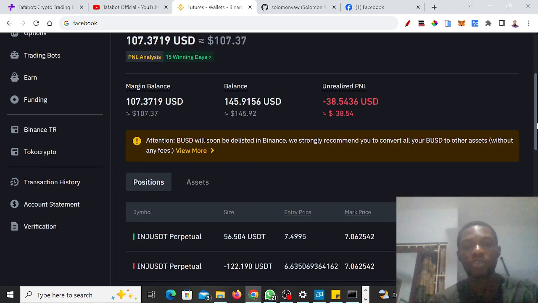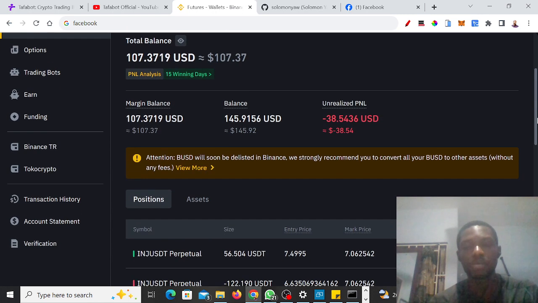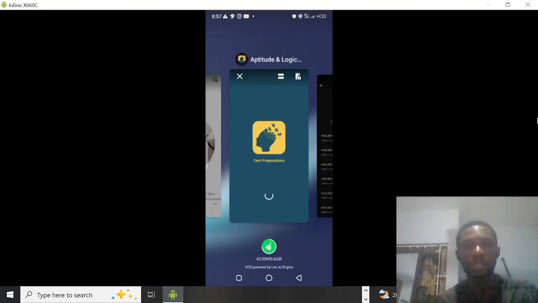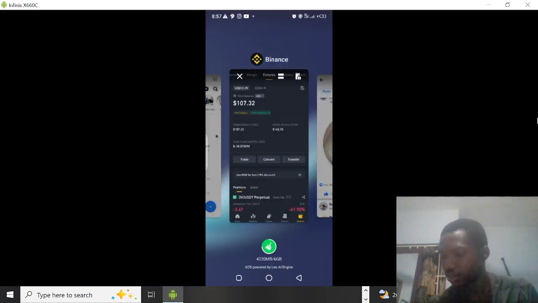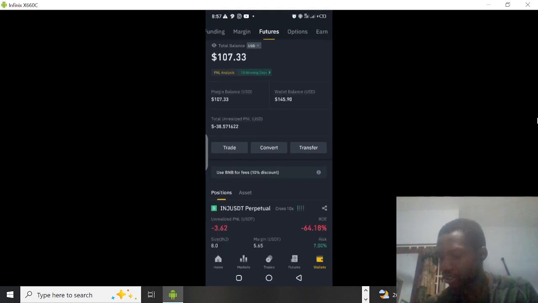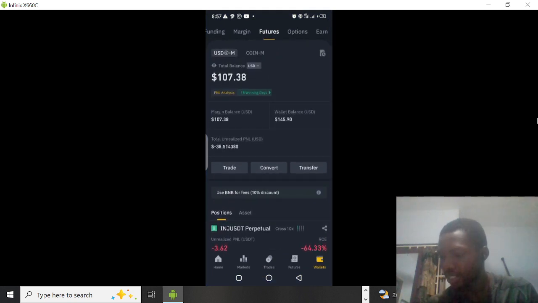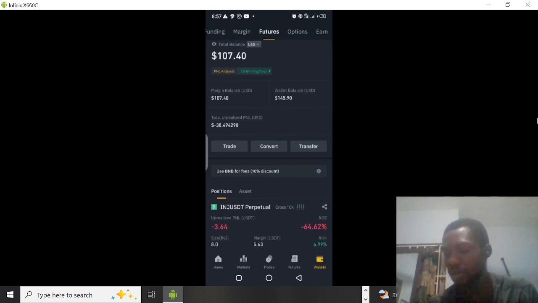So it has made a profit, and all my profit is sent into my Binance. So let me go to Binance on my phone. Okay, so you can see this is my Binance, and I have 145.90 as my total balance. So it means my capital plus my profit has been added, and it is in my balance.